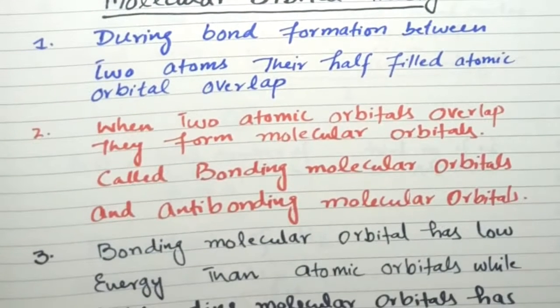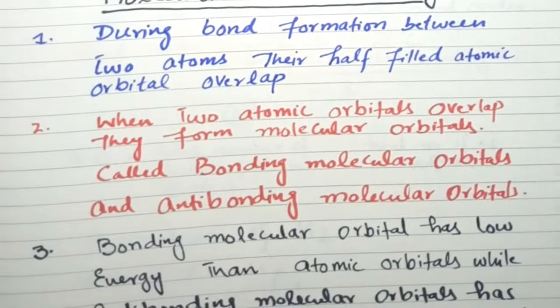The first one is during the bond formation between two atoms, their half-filled atomic orbitals overlap. Only those orbitals will overlap which are half filled. If they are completely filled, they cannot overlap together to form molecular orbitals.